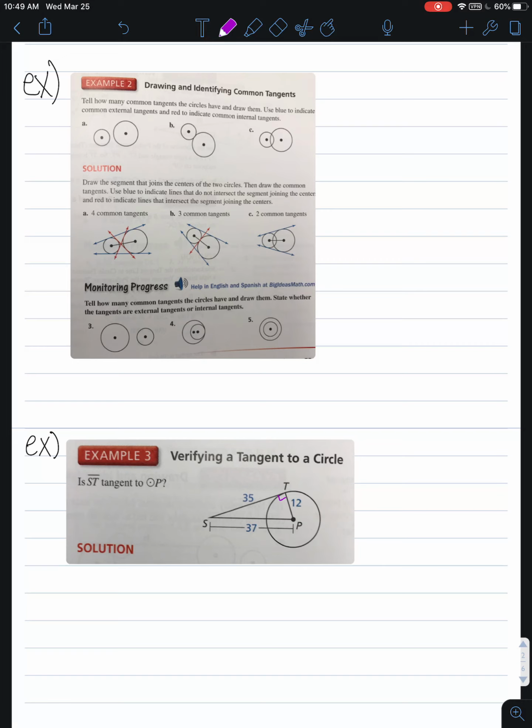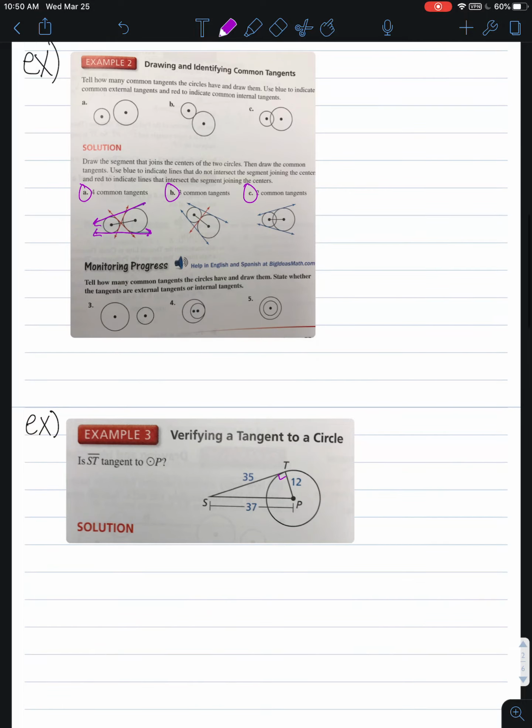Now, you guys know I'm not the greatest artist, so I've left the solution down here underneath so you can see their drawing of them all, and I'll talk you through them. Notice on A, there's a tangent that goes here, a tangent that goes here, and those are going to be considered external tangents. These external tangents are called that because they're on the outside of those two circles. Over here towards the inside, these are going to be called internal tangents because they go along the inside of these two circles right here.